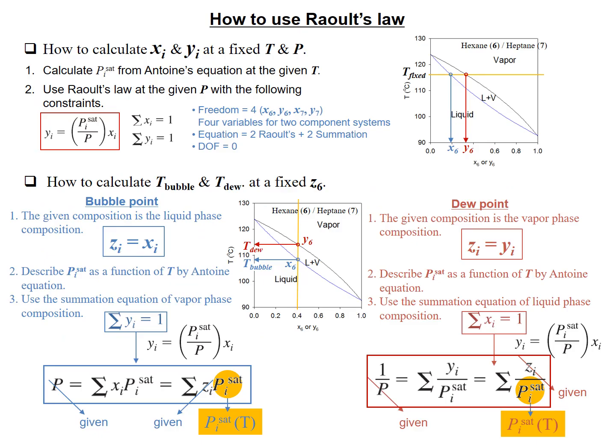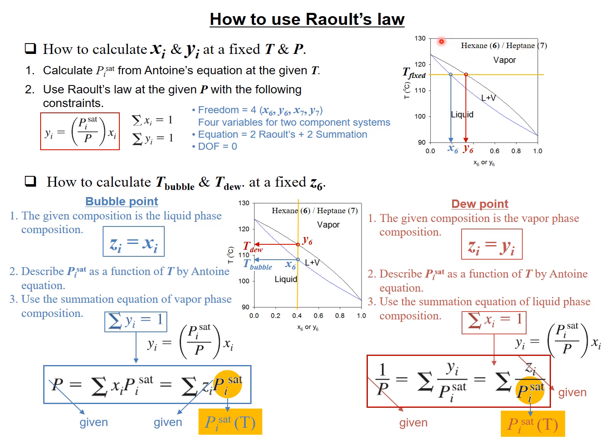How to use Raoult's law? The first case is about how to calculate the compositions at a fixed temperature and pressure. Even if we don't have a phase diagram, let me imagine a phase diagram. This phase diagram is simulated by Raoult's law by myself for hexane and heptane. Let me symbolize hexane by 6 and heptane by 7 because they have 6 carbons and 7 carbons respectively.